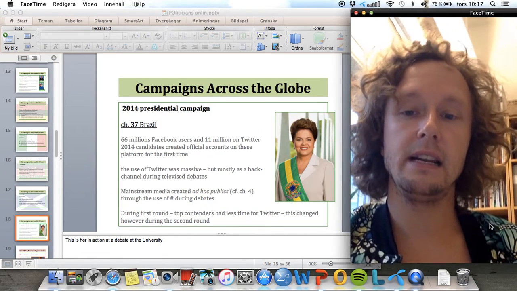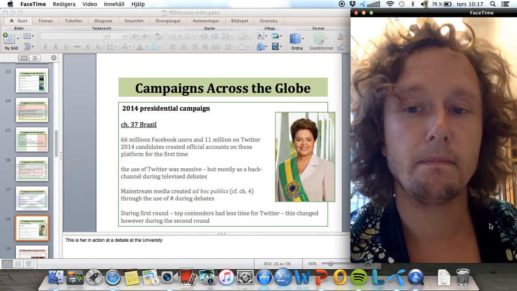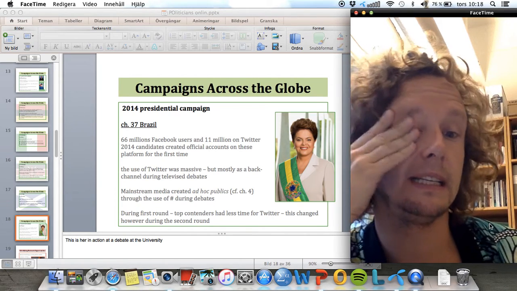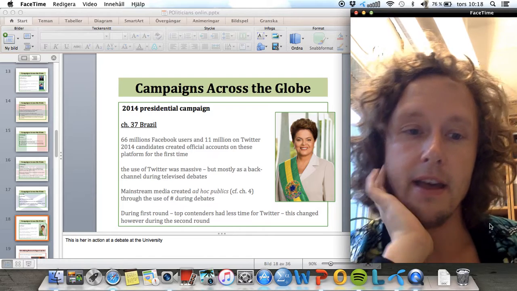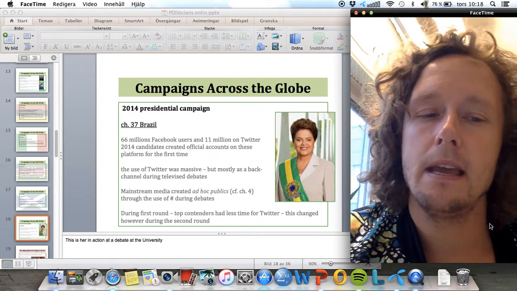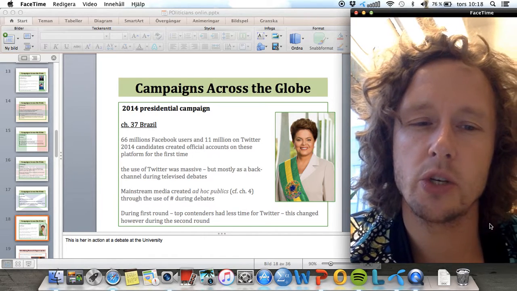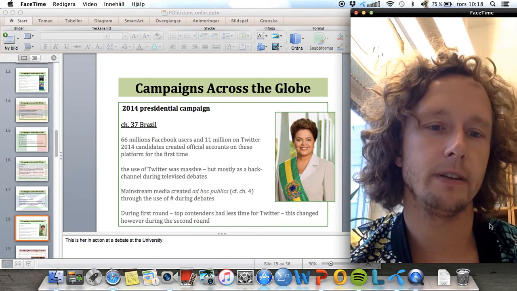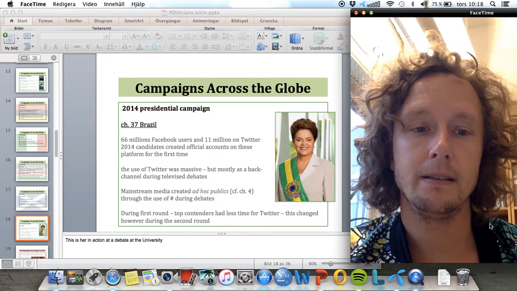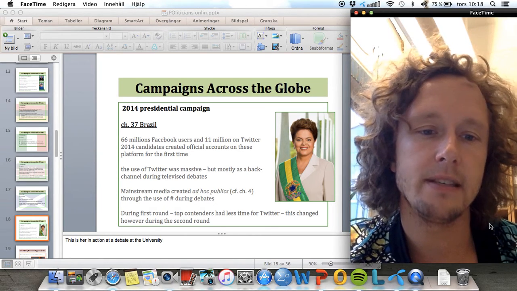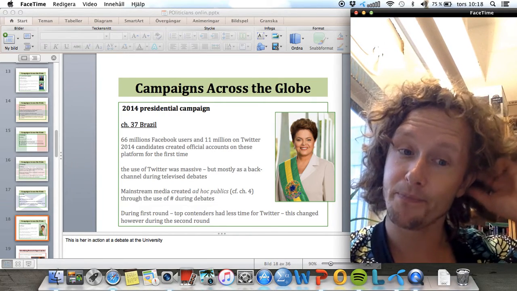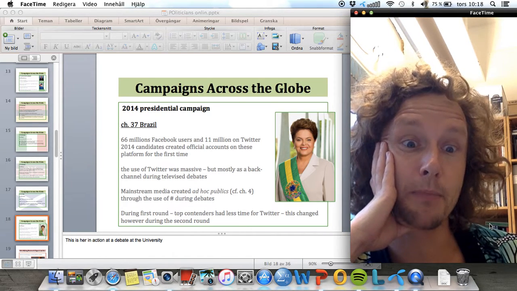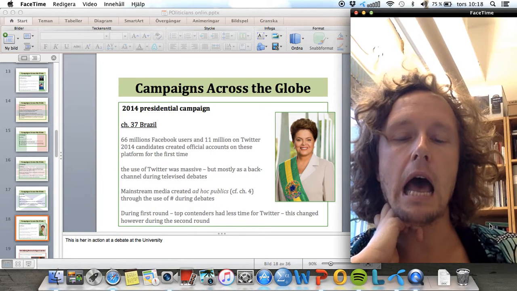Okay, last but definitely not least, we move to Brazil and the 2014 presidential campaign, which was won by Dilma. You see in the picture here, she's now under severe pressure, to say the least. Well, I think this chapter is interesting. Brazil is a huge country, and this is the country where the single most Facebook and Twitter users are found. Not the majority of the Facebook users, but 66 million Facebook users. It's an important market for Facebook, we could put it that way, and 11 million on Twitter.